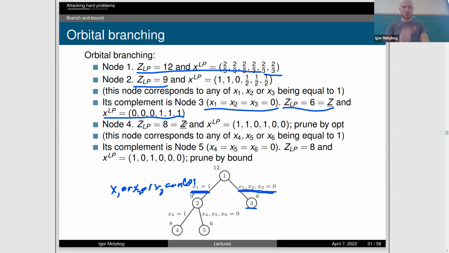So you can see that to branch node 1, we were using x1 and x2 being interchangeable, and x1 and x3 being interchangeable, and to branch node 2, we use that x4 and x5 are interchangeable, and x4 and x6 are interchangeable, which are two separate permutations, and both of them belong to G. Okay, cool.